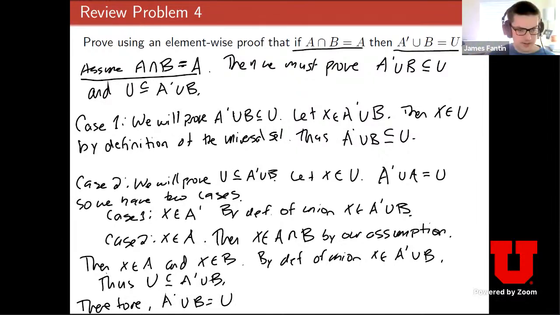Any questions on this problem? Would we have to quote a part of theorem 6 to say that A complement union A equals the universal set? In case 2, where we say A complement union A equals universal. Yeah, you could cite theorem 6 for this.